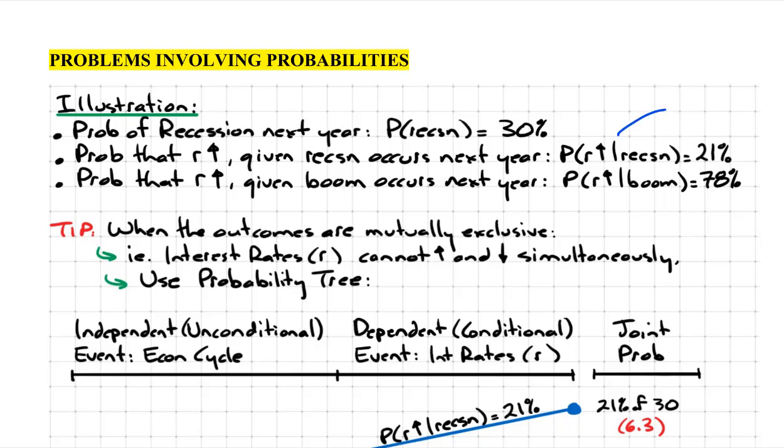When you see this sign over here, it means given, and this is referred to as a conditional probability. The way to read that is the probability of interest rates going up given that there'll be a recession next year is equal to 21%. At the same time, the probability that interest rates will go up given that there'll be a boom or an economic expansion next year is 78%. And again, the way to read this is probability that interest rates go up given that there's a boom next year is equal to 78%.